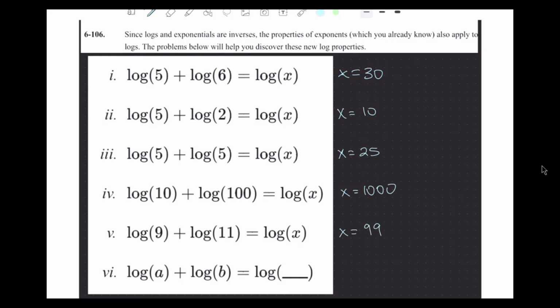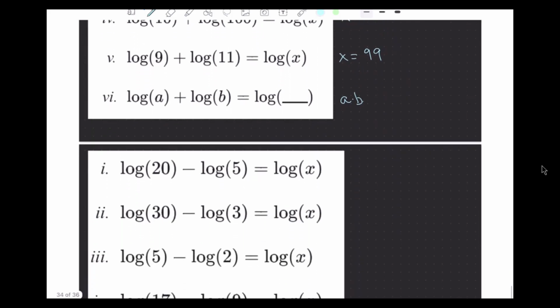99. And what are we going to get for number 6? 8 times b. A times b. Yeah. Boom. You guys got any questions on those? All right. Let me tell you, this is the easiest CPM lesson for the day, huh?